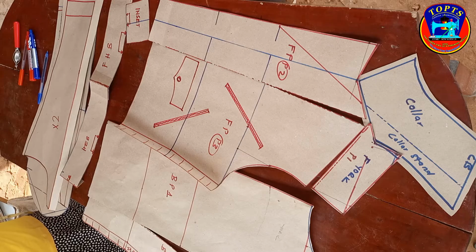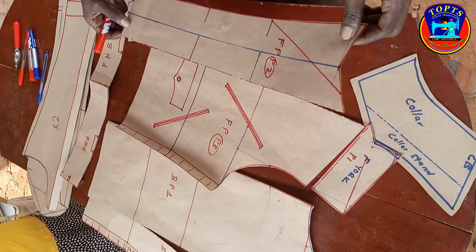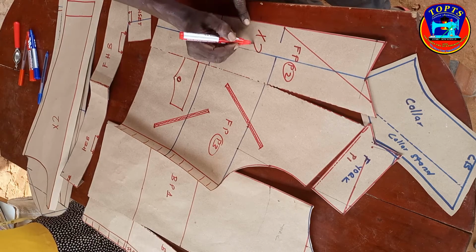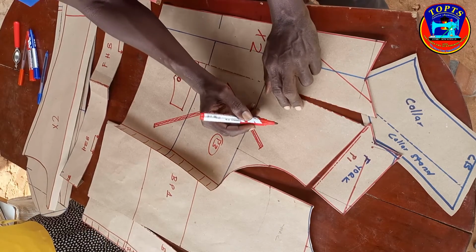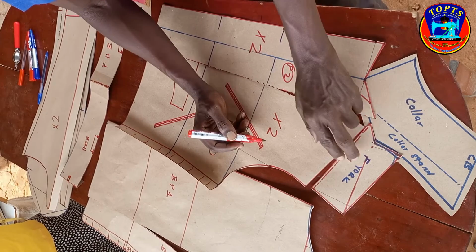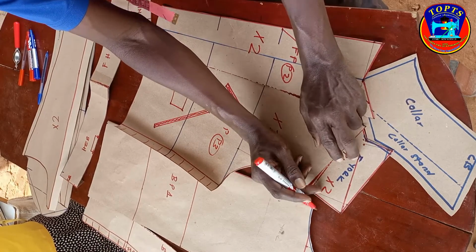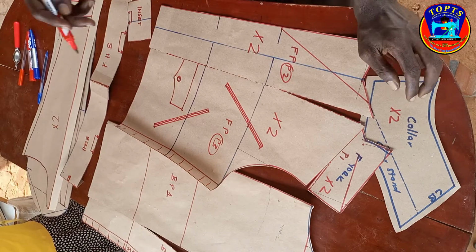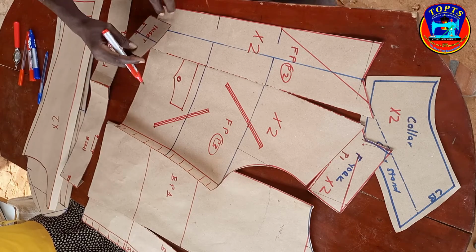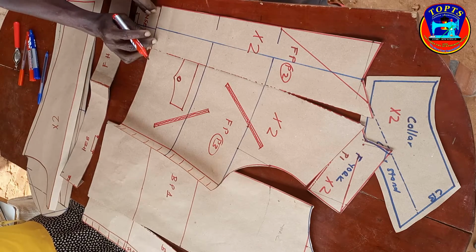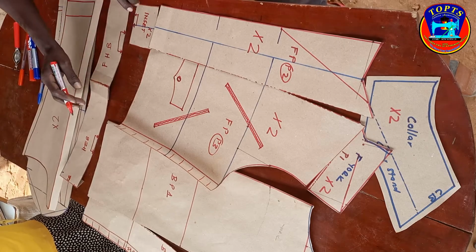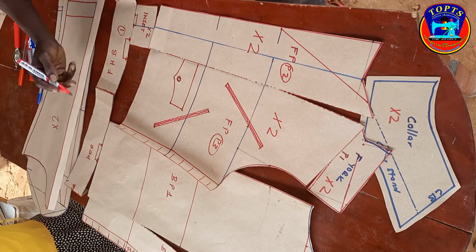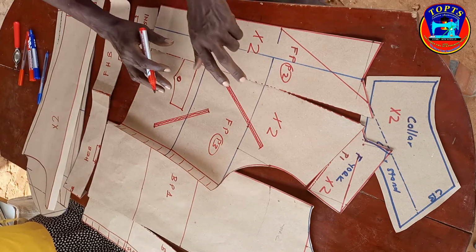So now, for this one, you cut times 2 on fabric. This one also you cut times 2 on fabric, and this one, and this one too. The inset you cut times 2 on fabric. Then this one you cut one piece on fabric. This one you cut 1 piece on fabric.